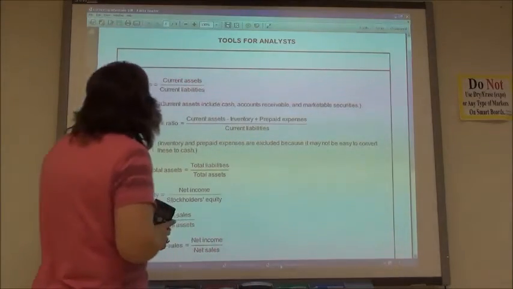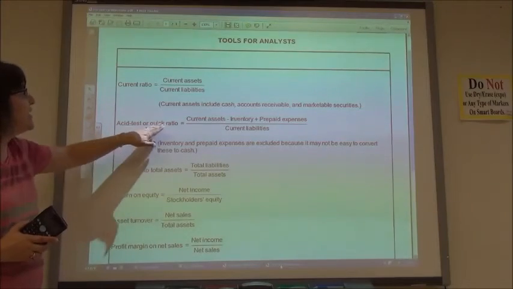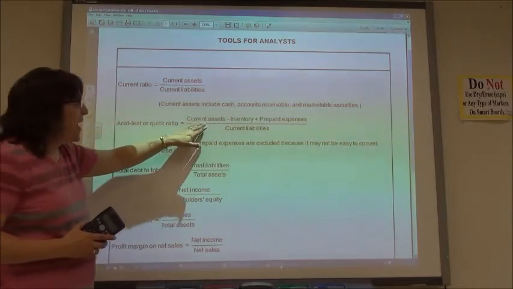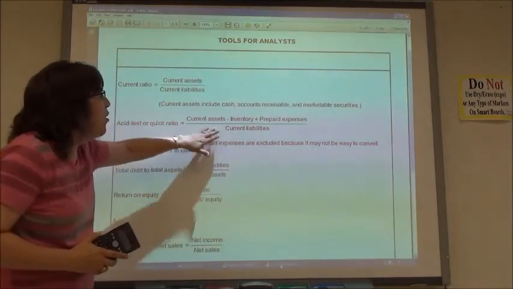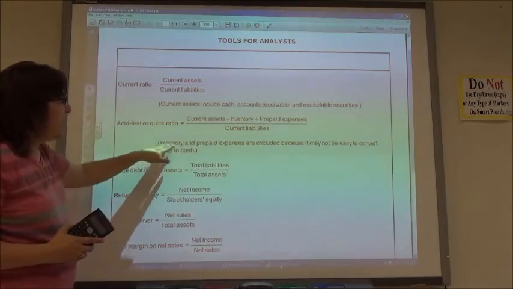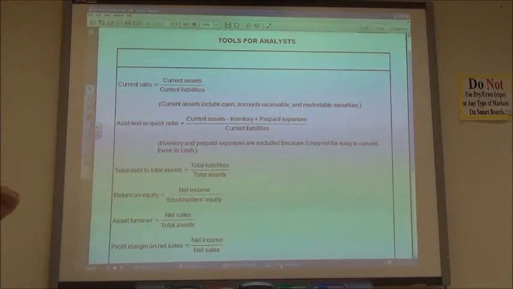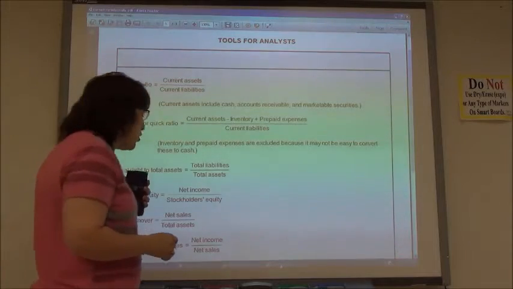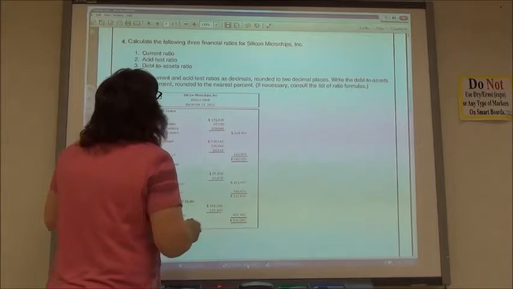So if I look at my formulas, the acid test or quick ratio: current assets minus the inventory and prepaid expenses over the current liabilities. Inventory and prepaid expenses are excluded because it may not be easy to convert them to cash, so we take them off. Current assets minus the inventory plus prepaid expenses divided by the current liabilities. So, yep, there, erased it.